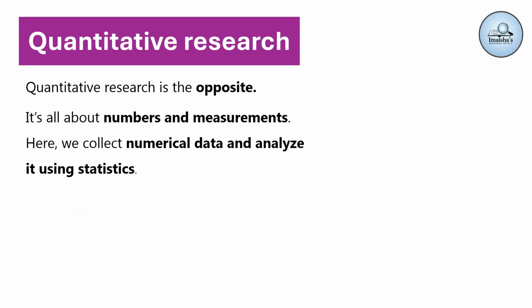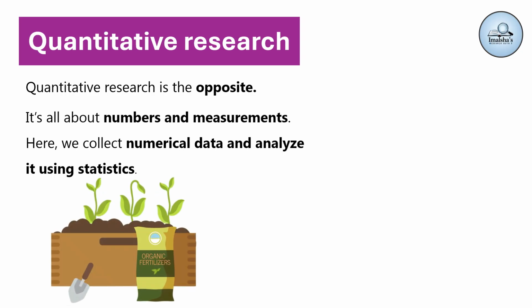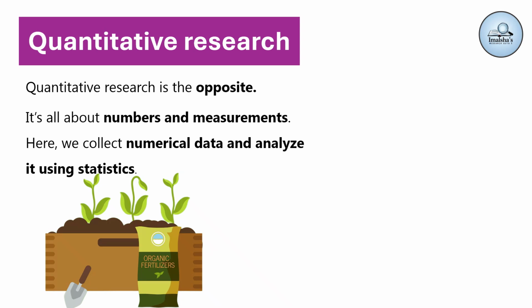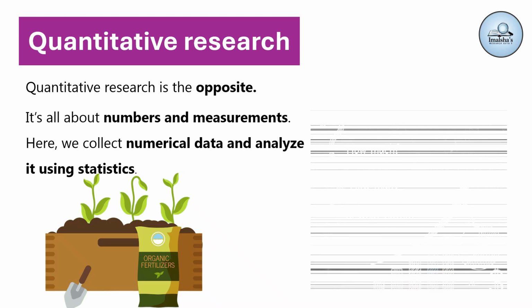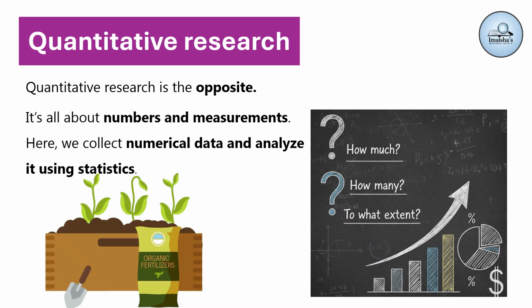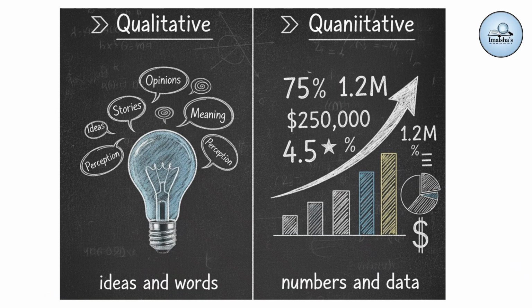Quantitative research is the opposite. It is all about numbers and measurement. Here we collect numerical data and analyze it using statistics. For example, you might survey 200 farmers and count how many use traditional methods versus new technology. Or you might calculate the average yield increase after using a fertilizer. Quantitative research answers questions like how much, how many, and to what extent. Okay, now I think it is clear. Basically, qualitative is all about ideas and words. Quantitative is all about numbers and data.